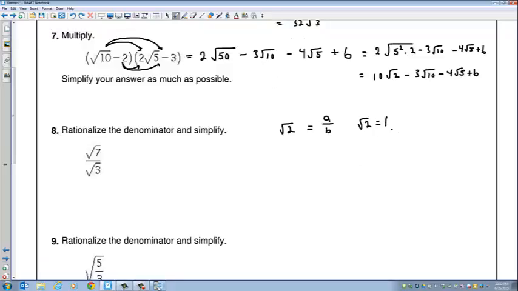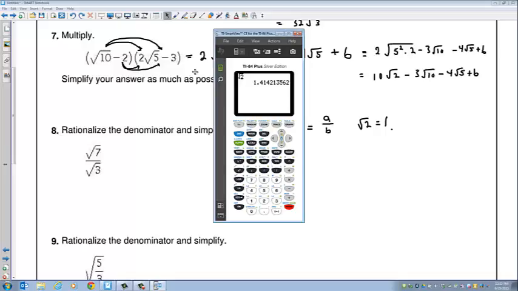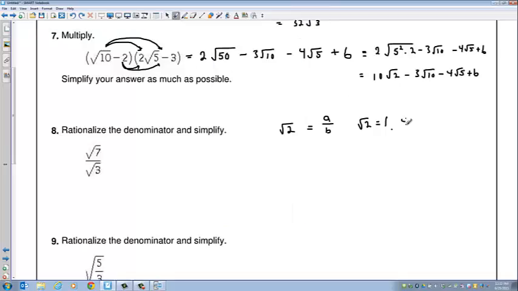So you get 1.414 blah blah blah, and it doesn't really repeat. When you want to rationalize the denominator, that means you have an irrational number in the bottom. So it turns out root 3 is also irrational. And to make it rational, it's actually very simple. You just multiply top and bottom by the same thing. So I'll multiply top and bottom by square root of 3.